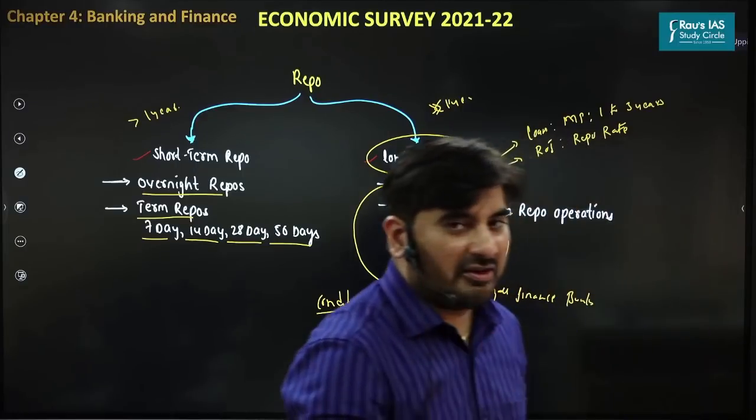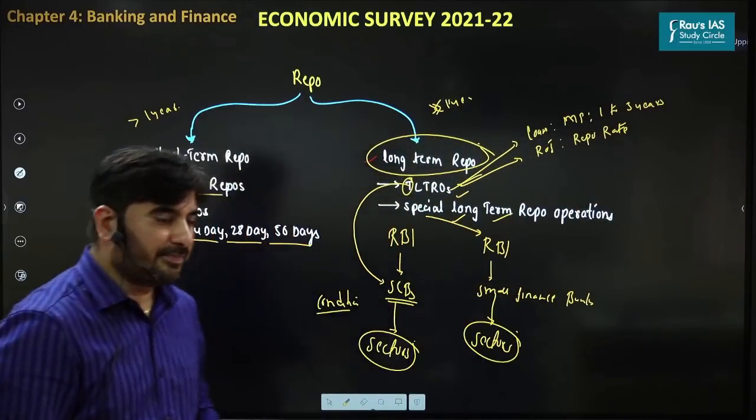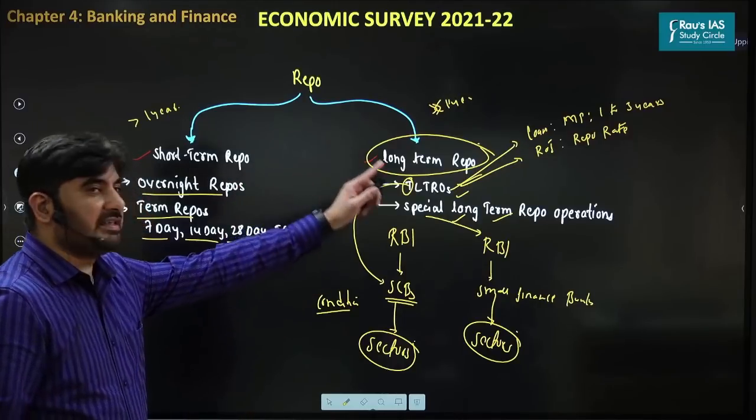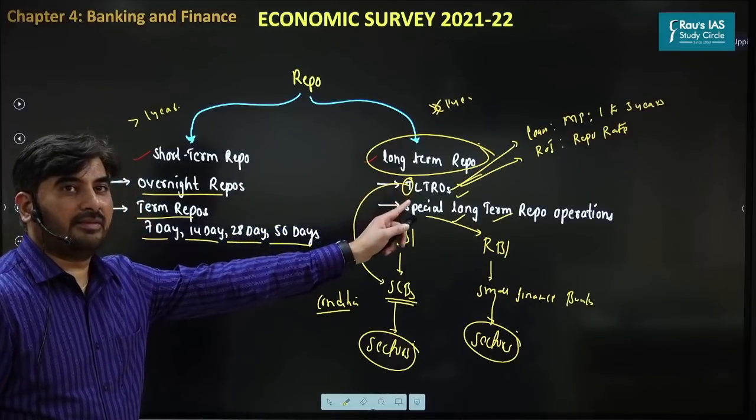So we are basically giving long-term loans to certain specified sectors at a rate of interest which is equal to the repo rate. Please understand that. Okay.